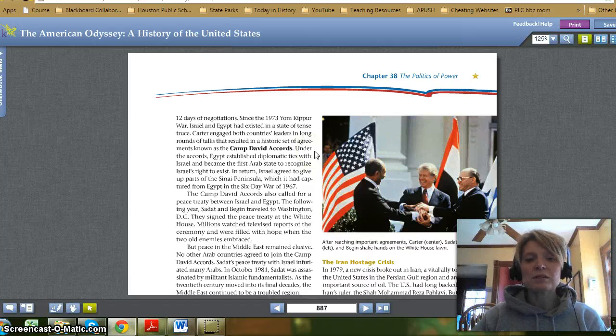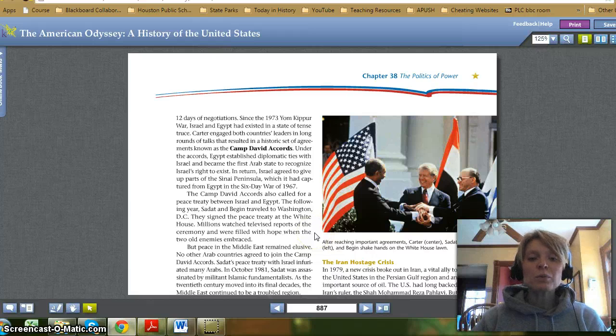Under these accords, Egypt established diplomatic ties with Israel and became the first Arab state to recognize Israel's right to exist. In return, Israel agreed to give up parts of the Sinai Peninsula, which it had captured from Egypt in the Six-Day War of 1967. The Camp David Accords also called for a peace treaty between Israel and Egypt. The following year, Sadat and Begin traveled to Washington, D.C. They signed the peace treaty at the White House.